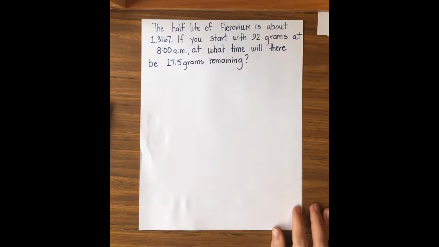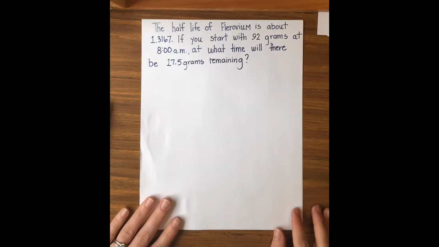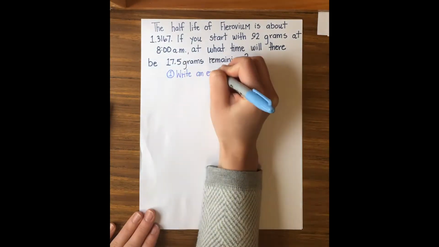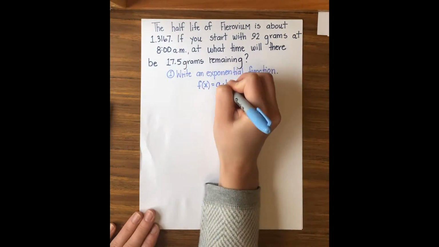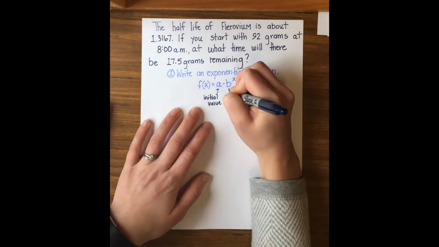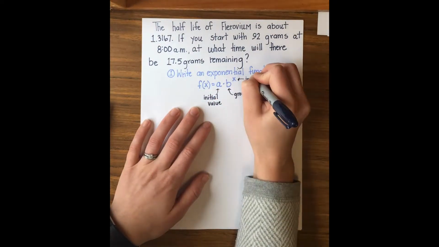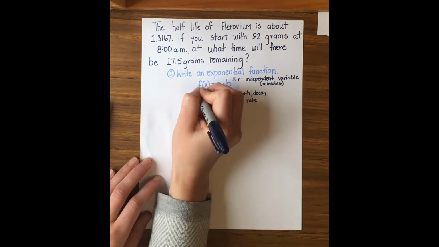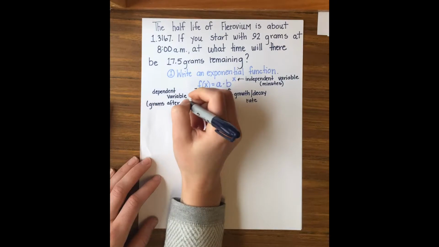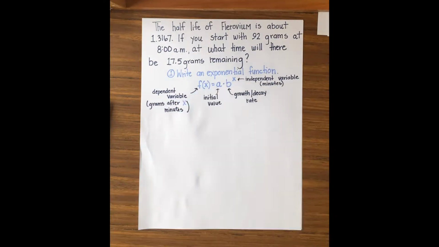To figure this out, we're going to write an exponential function. The standard form of an exponential function is written f of x equals a times b raised to the x. The a represents the initial or starting value, b represents the growth or decay rate, x is our independent variable, for this problem minutes, and f of x represents our dependent variable, or the amount of grams left after x minutes have passed.